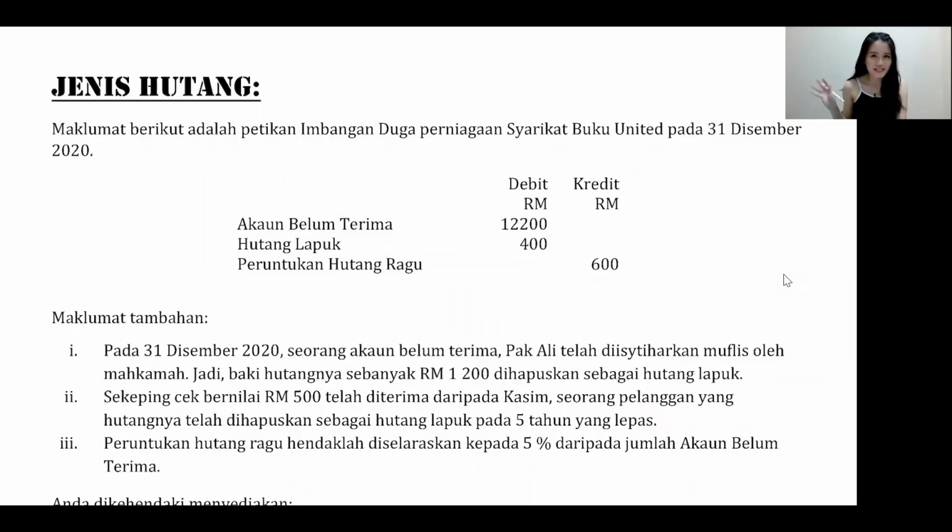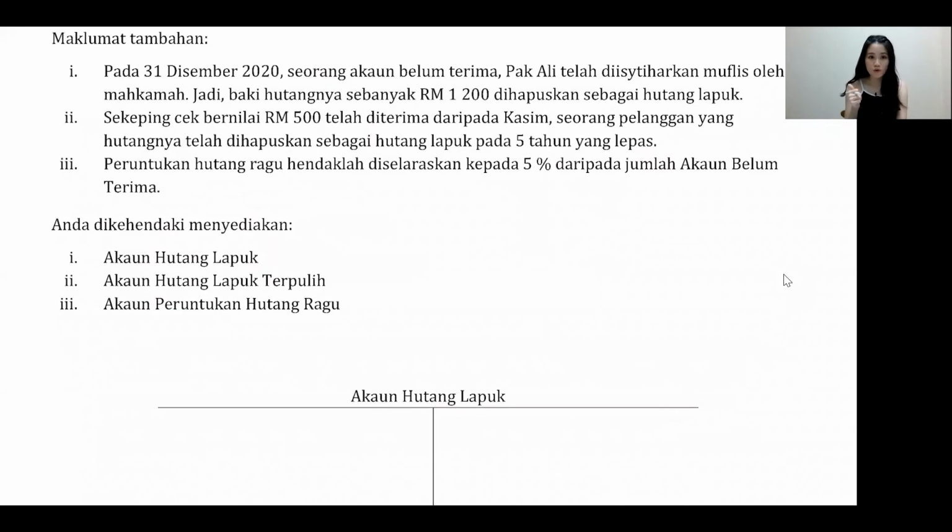Alright guys, so we're going to start now with our jenis hutang. In total there are 3 types of hutang. You can just look at the anda dikehendaki to be clear about it. We don't have more than that. The 3 types of hutang are hutang lapuk, hutang lapuk terpulih, and also peruntukan hutang ragu. So it's very common that they always come out together with each other.